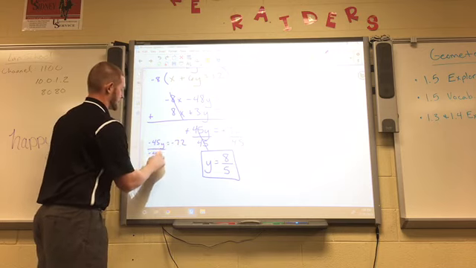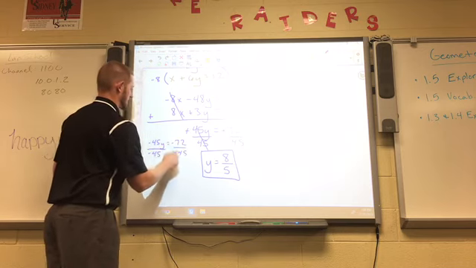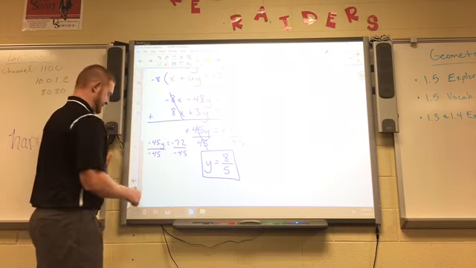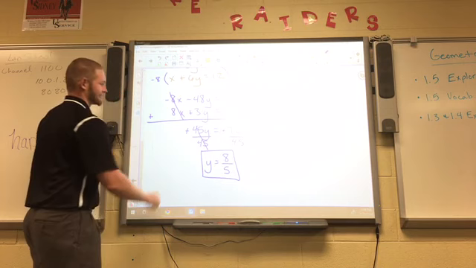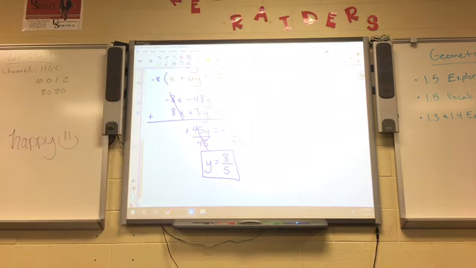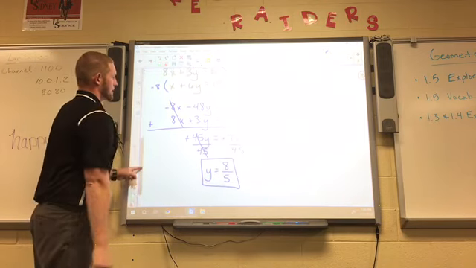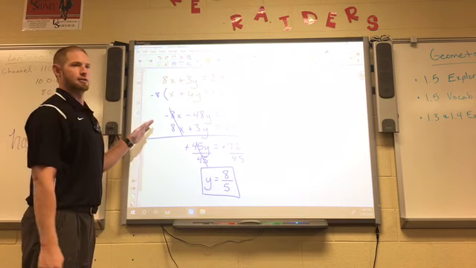Divide by negative 45. Why do you divide? To get y by itself. It's just an equation. Okay, so now I have y. Now I can take my y value and I can plug it in anywhere I want and solve for x.